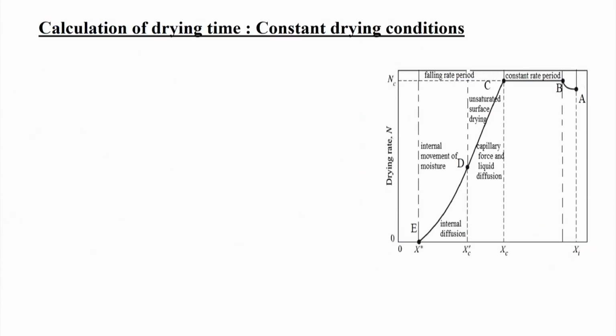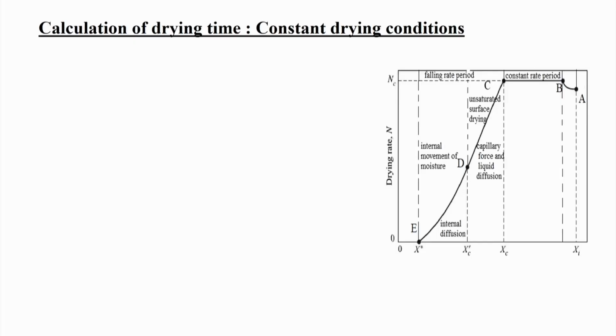Now we will do a calculation for the constant drying condition. For constant drying conditions we need to maintain the same area, the humidity of the drying medium, the Reynolds number and Schmidt number of the drying medium constant. That is the constant drying condition. For that we will get the drying time for a batch drying process. Let us take this example.